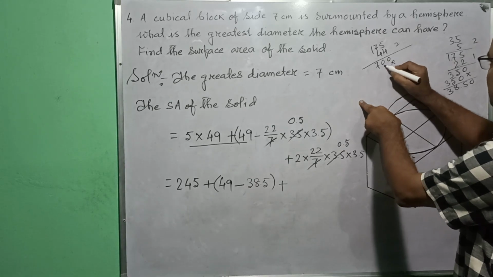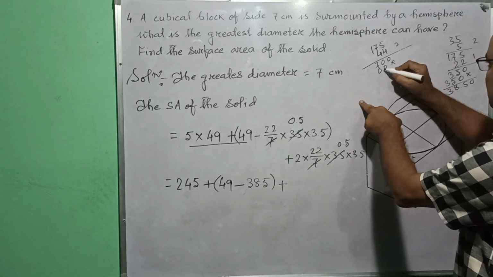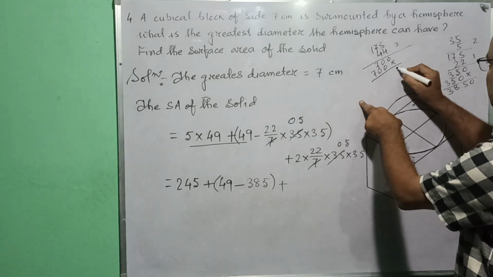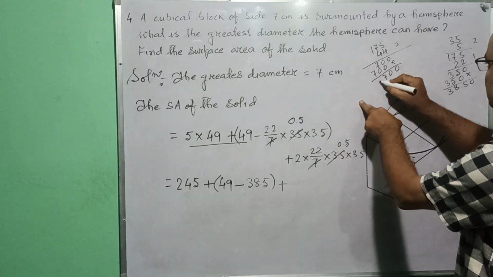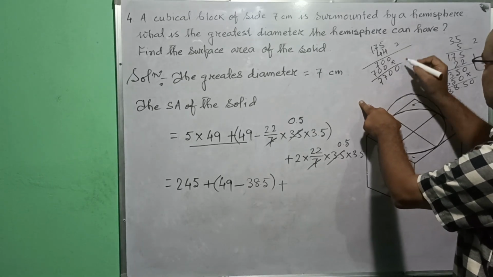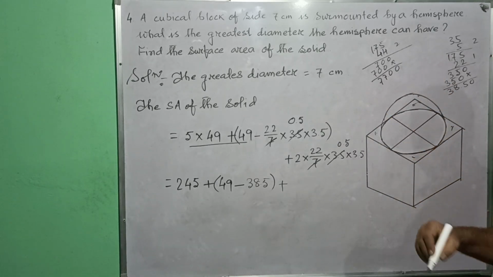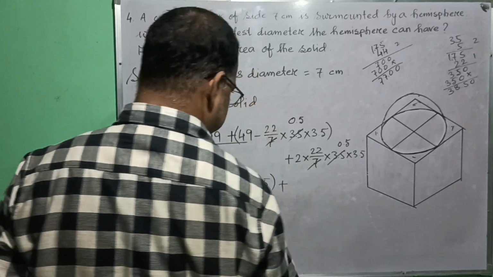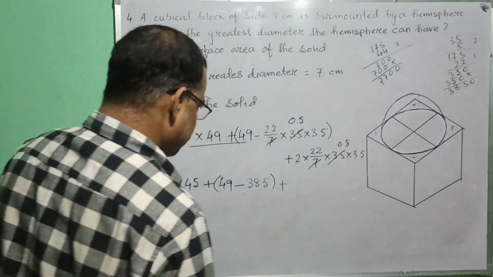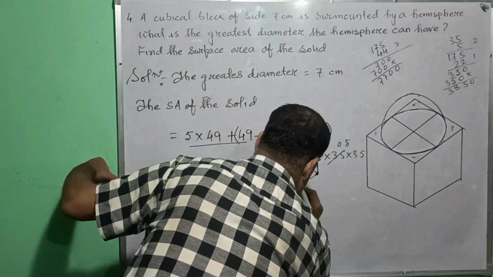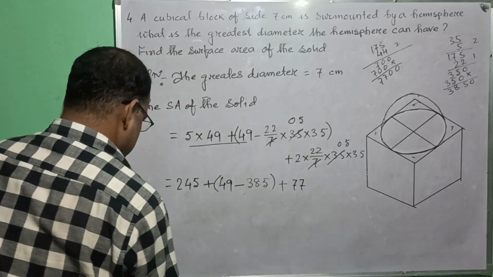So it is 0077. Two decimals are there, so here will be two decimals. So it is 77. So we can write here 77.